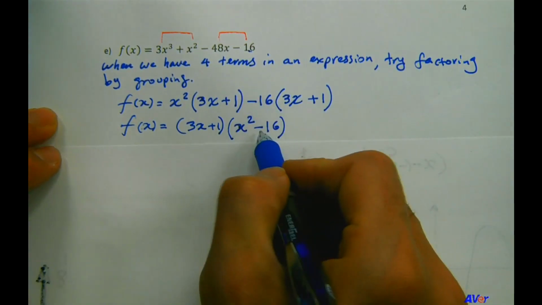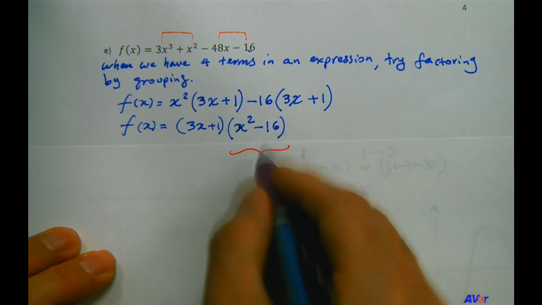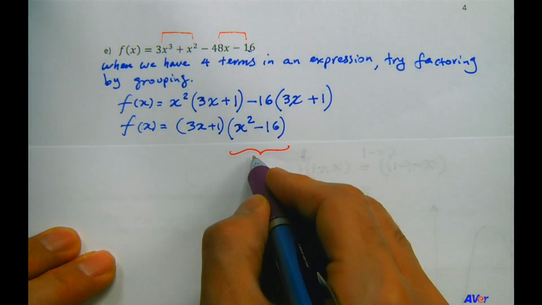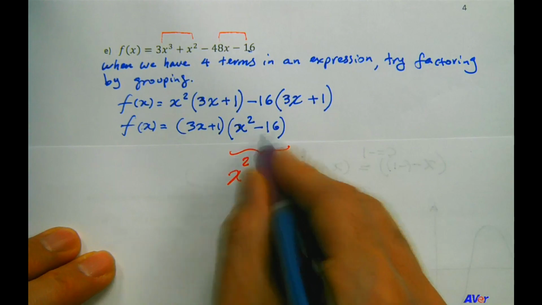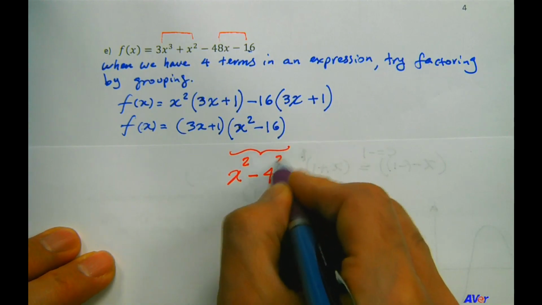See, this second factor, that one, it is a perfect square minus another perfect square. Remember that? Do you remember what I'm talking about? x squared minus 16 can be written as x squared minus 4 squared.